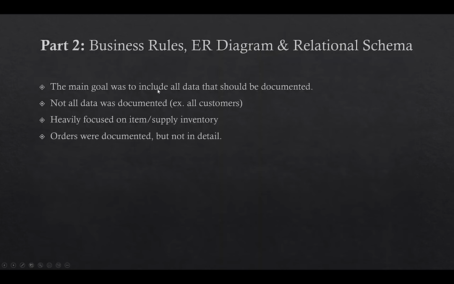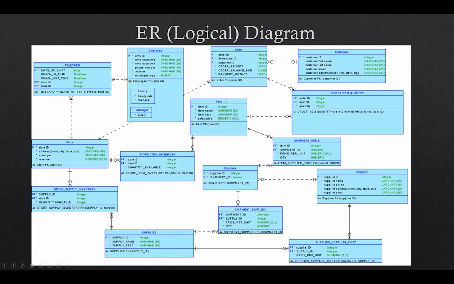Now, if you looked at that, you would notice that we tried to focus mostly on item and supply inventory. Orders were documented too, as I just mentioned, but not in as much detail, just more or less what the order was, and that's it. But if you look at the bottom, you have a lot more information in regards to the supplies and the inventory.